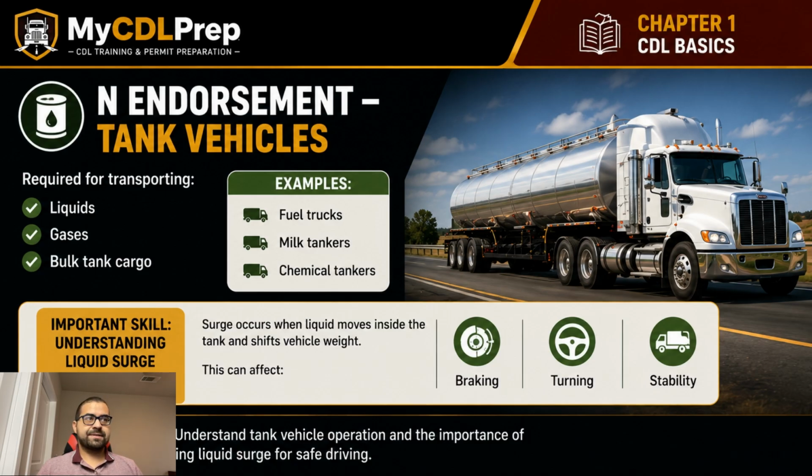Okay, tank vehicles. Examples could be fuel trucks, milk tankers, chemical tanks, liquid gases, bulk tank cargo. Important skill, understanding liquid surge. Surge occurs when liquid moves inside the tank and shifts vehicle weight. This can affect braking, turning, and stability. The goal is to understand tank vehicle operation, and the importance of controlling liquid surge for safe driving. So if you're going to drive a tanker truck, that's another endorsement you got to get because you got to understand the surge and the movement of the liquid and what happens.